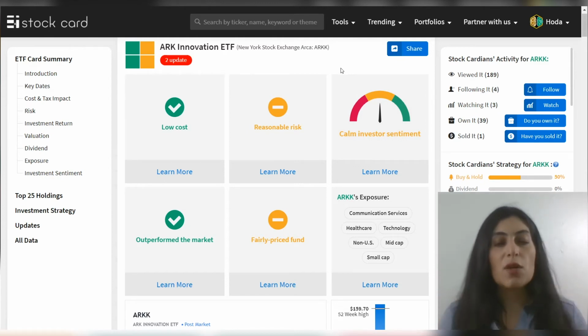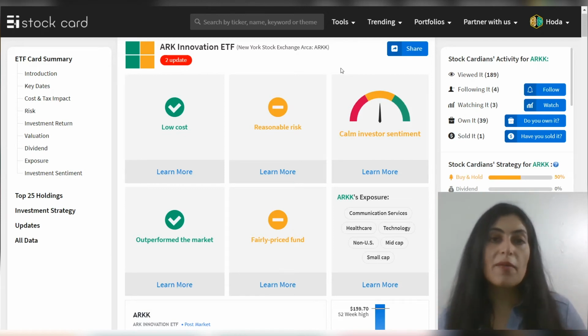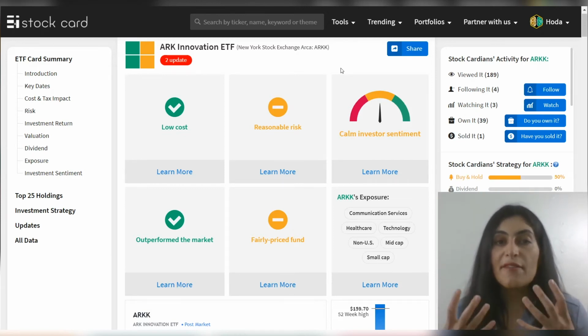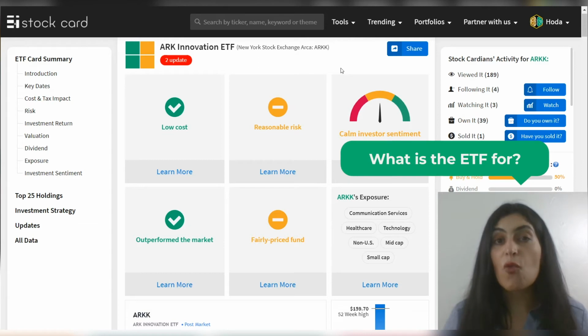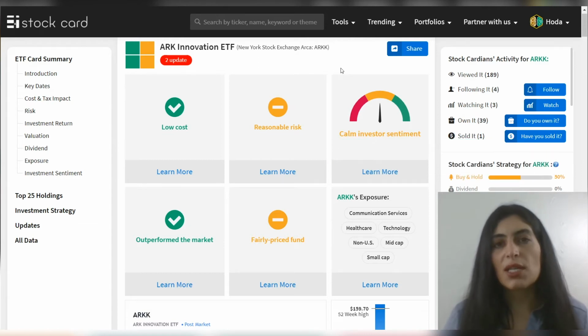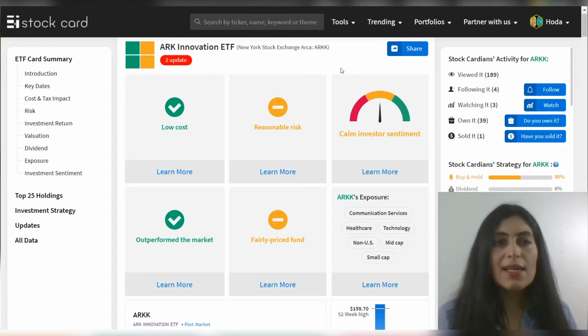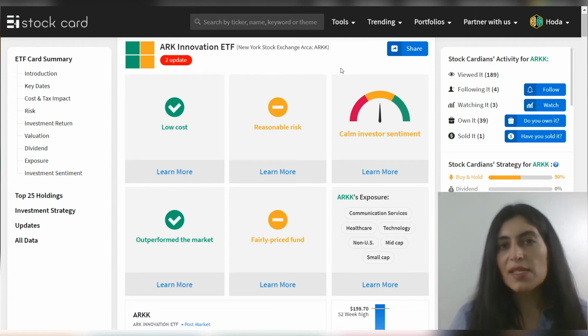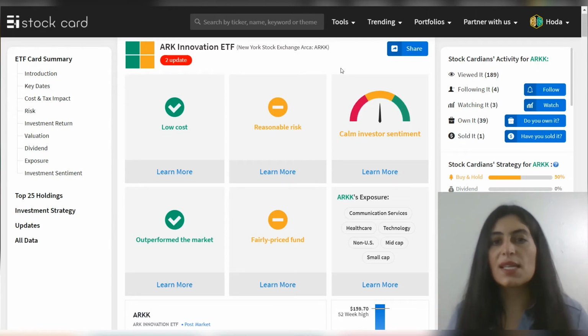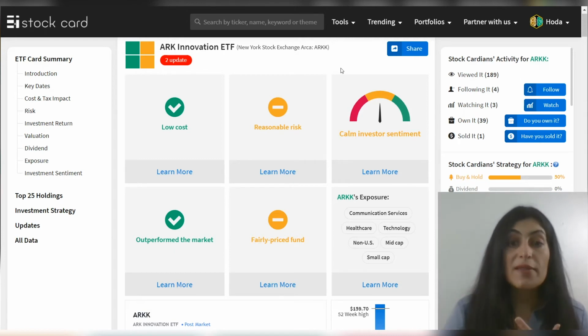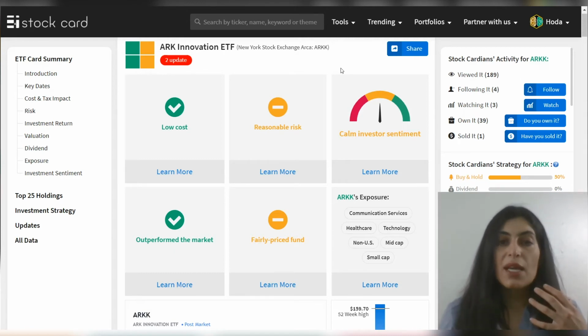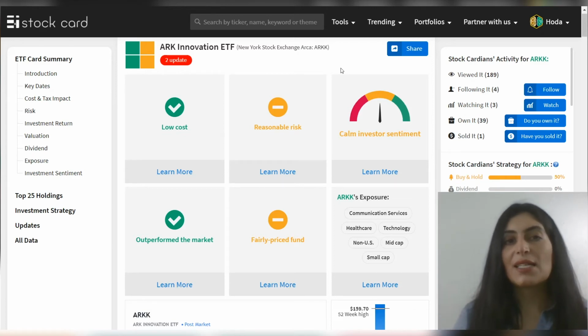There's other information that matters to all of us when we're investing in ETFs. We know about cost, we know about risk, we know about performance, we know about valuation. But what is the value? What is that ETF for? It's an important question because we always add an ETF to our portfolio for specific reasons. Maybe we want to add some exposure. Maybe we're looking for dividends. Maybe there is a specific strategy we're going after for adding an ETF.